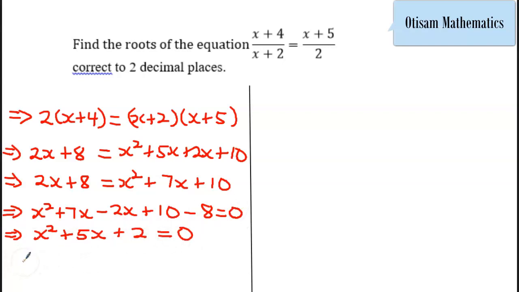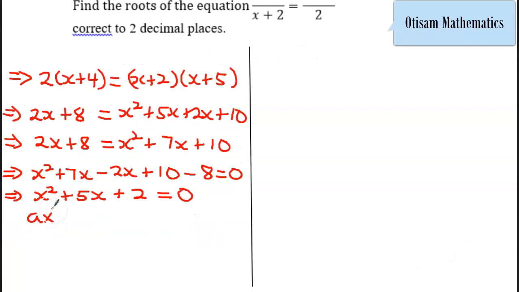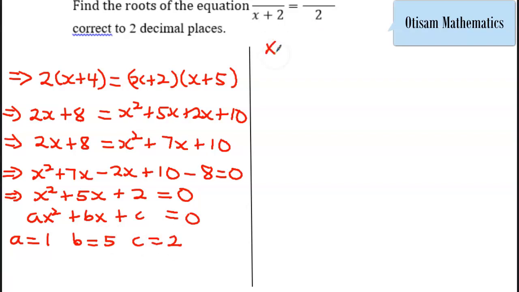Now when we compare it with the general one, that's ax squared plus bx plus c is equal to 0, we have a to be 1, comparing the coefficients, b to be 5, and then c to be 2. We then use the quadratic formula. So we have x is equal to minus b plus or minus the square root of b squared minus 4ac all on 2a.